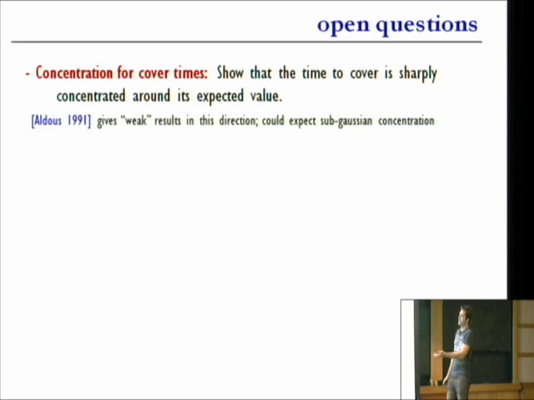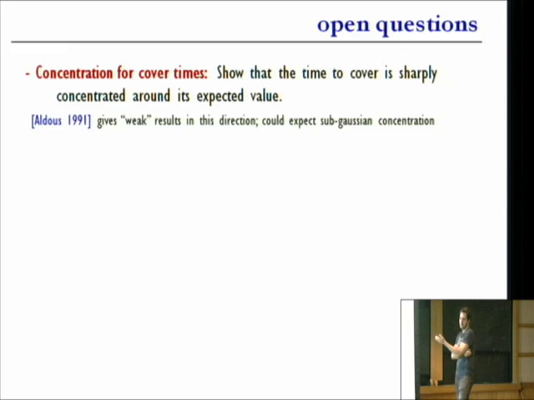I know Eyal was there for the proof. Were you there for that proof? Oh, okay. So Eyal was not there for the proof. I think you were. When Aldous gave the talk? No? No. Oh, anyway. Anyway, it's a very clever proof, but it gives something very weak. You could hope now, for instance, to be able to say something about having concentration in the cover times.